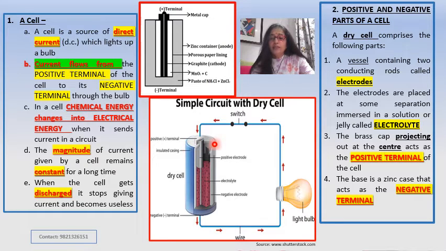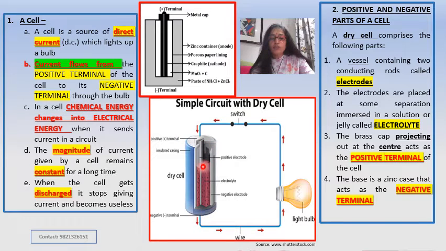The base is a zinc case. This part is a zinc case. See, it says here paste of NH4Cl and ZnCl2. It's a zinc case that acts as the negative terminal. So this is the negative terminal. This is the positive terminal.